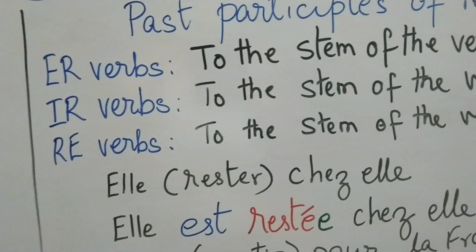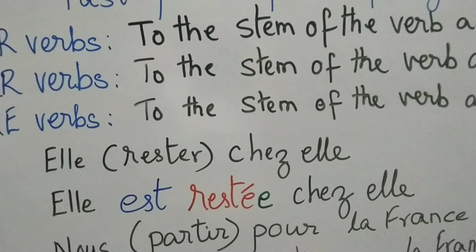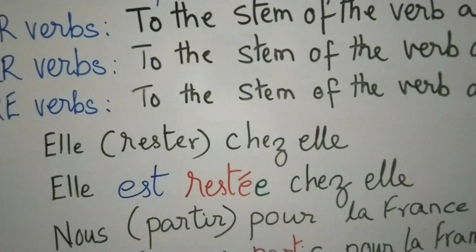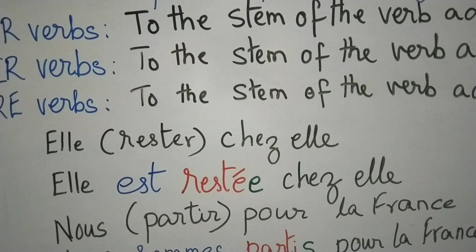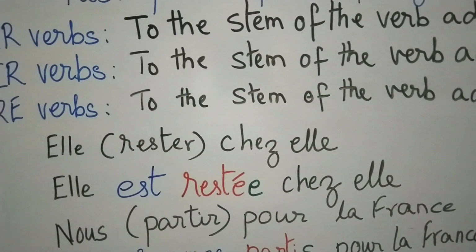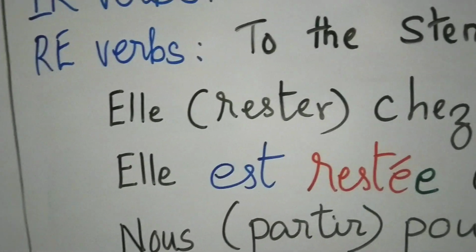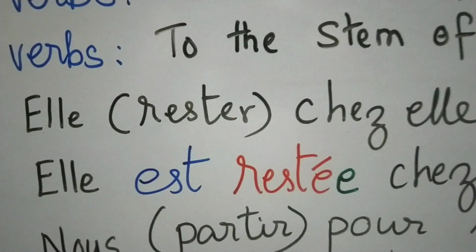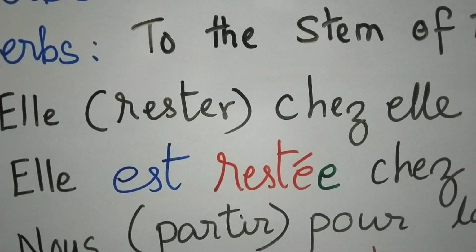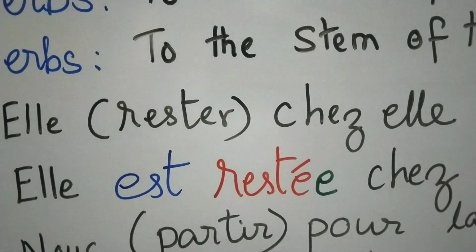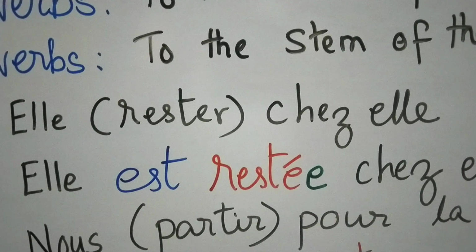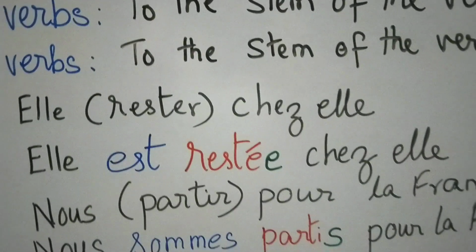So your passé composé would be elle est restée, and now since the subject pronoun elle is feminine singular, we would have to add an additional e to the past participle to make the agreement. So elle est restée chez elle.